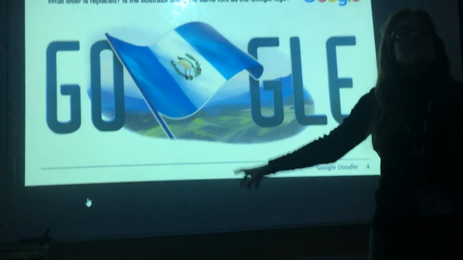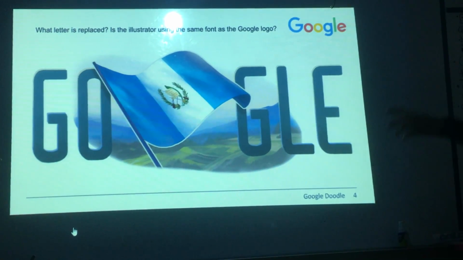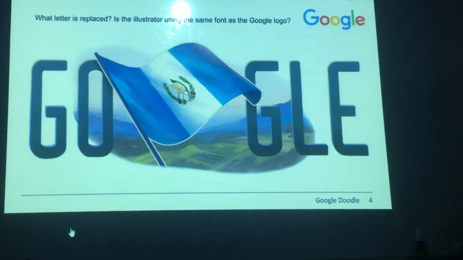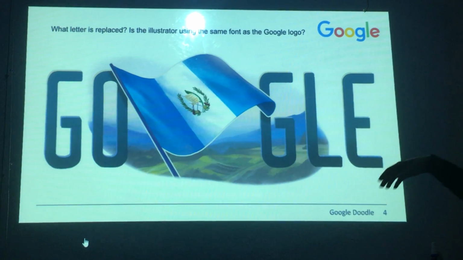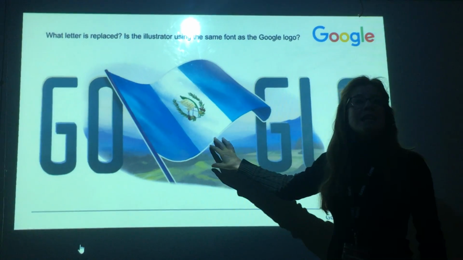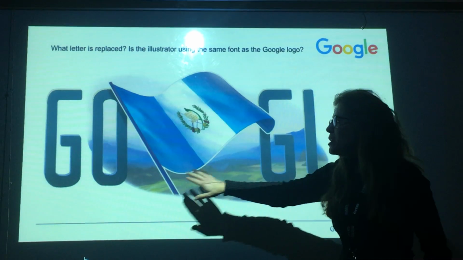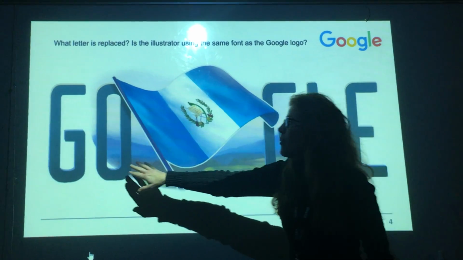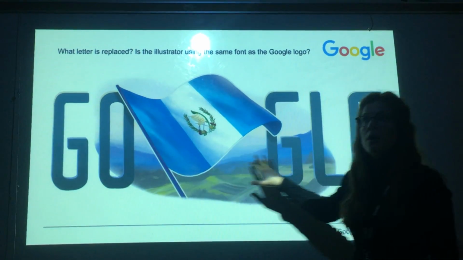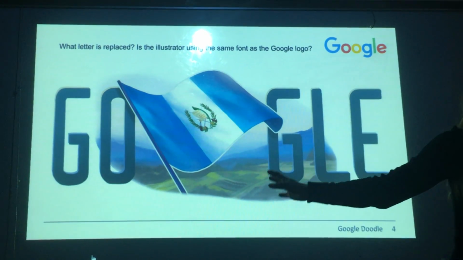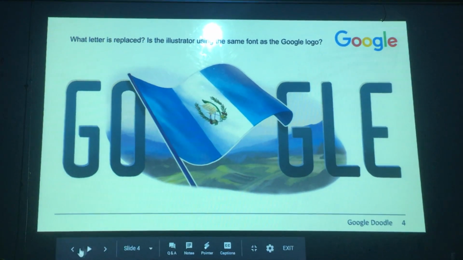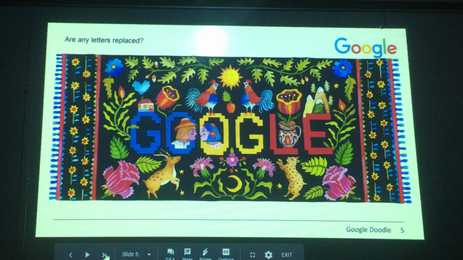So similar to what you said before, are there any letters that are replaced? Yes, which letter? The O. And 90% of the time, that is an easy place because we already have an O. So it's a double letter right there, and we already can start reading it: Google. So it's a very readable solution to the logo when one letter is replaced. Now let's look at another example.